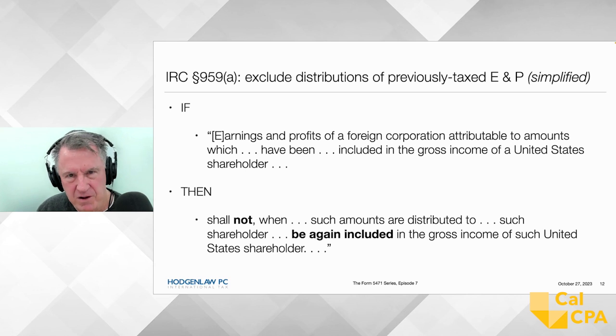Quite often you'll find that a code section is written upside down. It'll say the then function first and then the if at the bottom. An example of that would be if 959A said, do not include this stuff in gross income again if the earnings and profits have already been included. All right. If I have a code section like that, I will reverse it because I want the classic if-then syllogism. So end of little story.